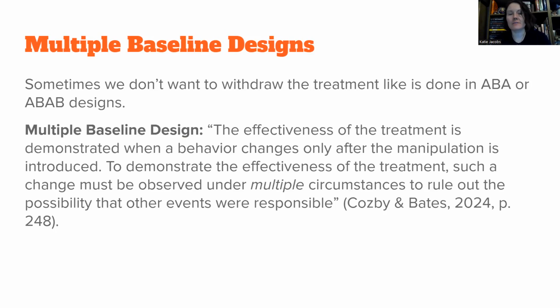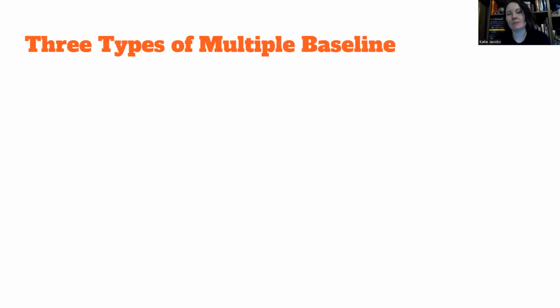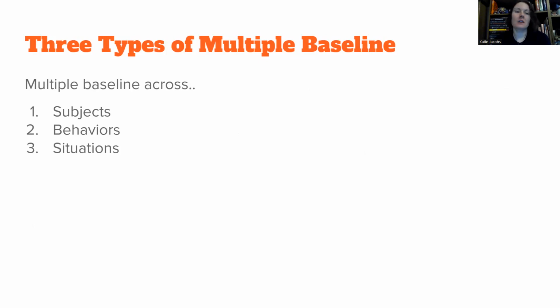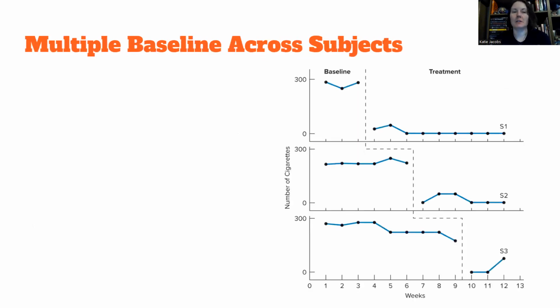The effectiveness of the treatment is demonstrated when a behavior changes only after the manipulation is introduced. To demonstrate the effectiveness of the treatment, such a change must be observed under multiple circumstances to rule out the possibility that other events were responsible. And there are 3 different ways that people tend to do this. We'll look for multiple baseline across subjects, across behaviors, and across situations. Most of the time, anytime I've actually seen this used in real life, it's usually this first one, multiple baselines across subjects.